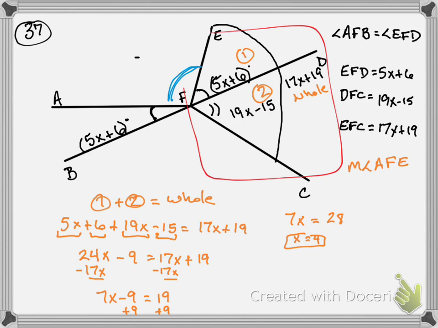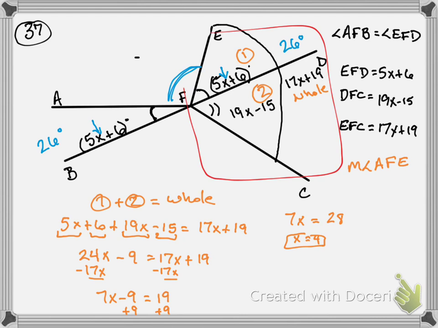In order to find that piece, I've got to take 4 and plug 4 into x for both of these. Okay? So I'm going to get what those angles are. All right? 5 times 4 is 20. 20 plus 6. That tells me that each of these pieces is 26 degrees. Okay? So I'm going to go to the next page just to clean this up a little bit.